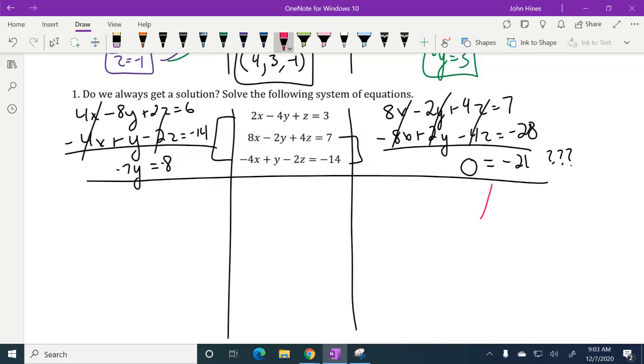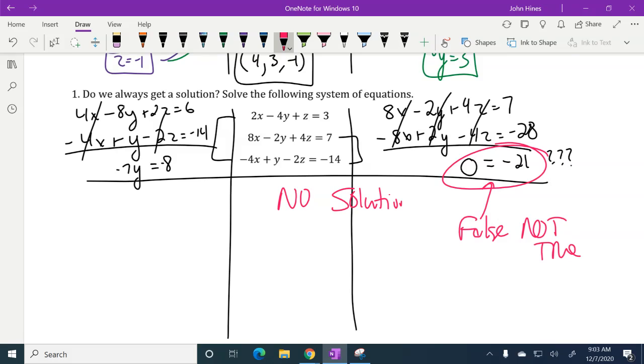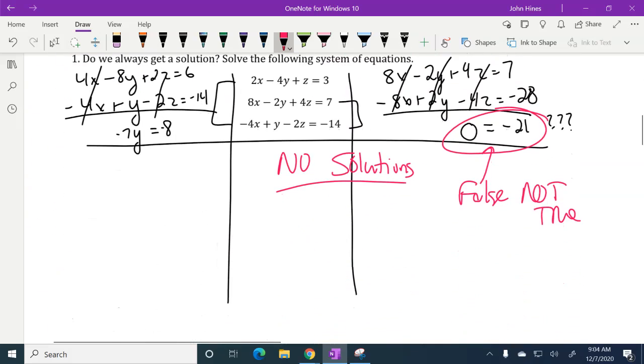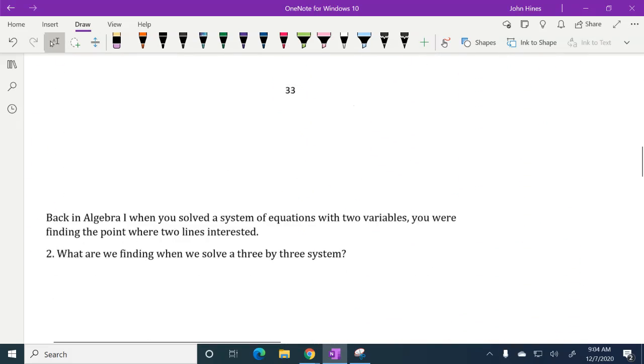This is not a true statement. This is false. So this right here, back in 9th grade, we learned this means there are no solutions. There are no solutions to this system of equations here because that weirdness happens right there of 0 equals negative 21. Everybody go, ooh. So most of the time this doesn't happen. Most of the time I want to see all this beautiful work here. But know that that is an option when you solve a system of equations.